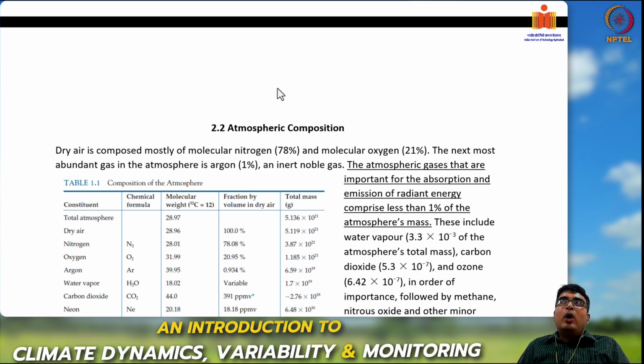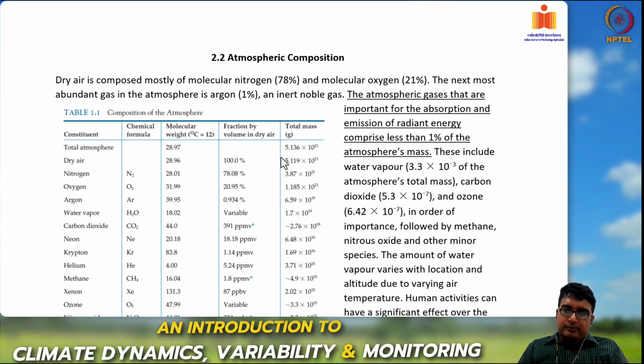Now, what is interesting is CO2 and methane as a fraction of the atmosphere is quite small. Most of air is composed of molecular nitrogen, which is around 78%, and molecular oxygen, which is around 21% of the atmospheric gases. The next most abundant gas is argon, which is an inert noble gas and constitutes 1% of the atmosphere.